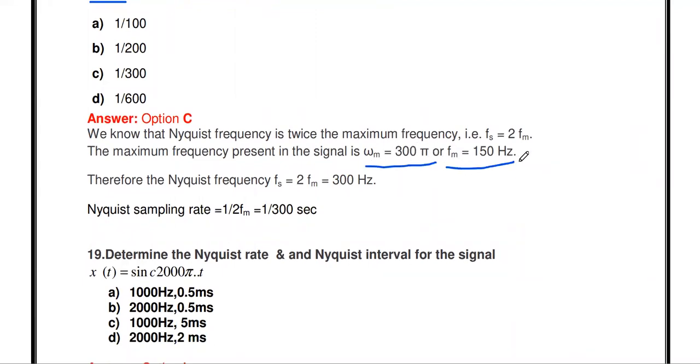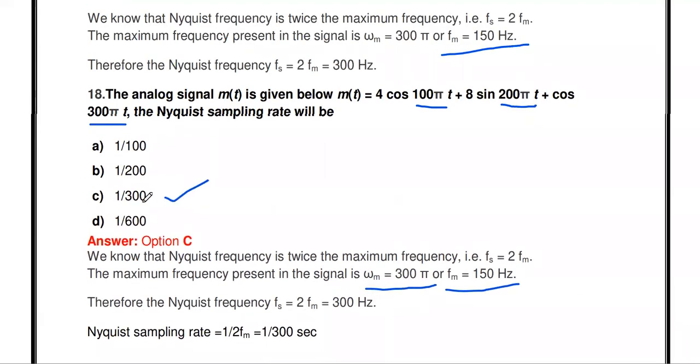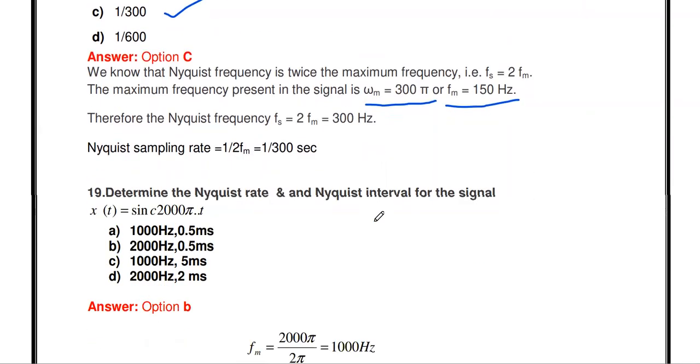So FM is equal to 150. Okay, so the Nyquist frequency is nothing but 2 into FM, so 300 hertz. Therefore the Nyquist sampling interval is nothing but 1 divided by 2 FM, so 1 divided by 300. So 1 by 300 is the answer.